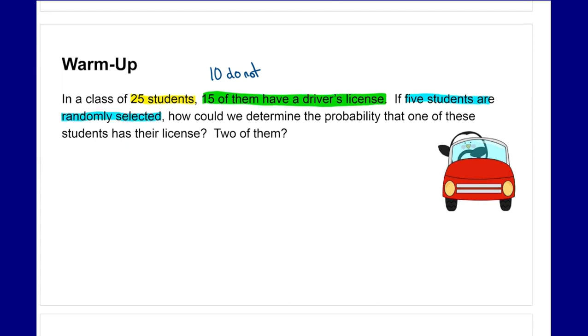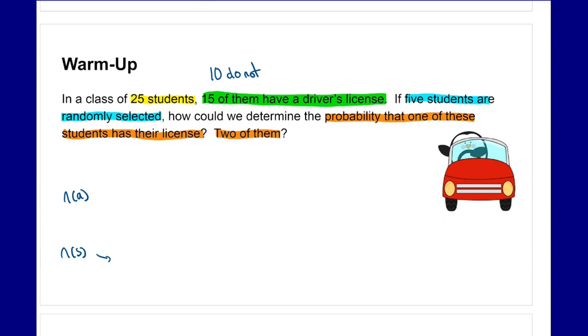And then we're asking, what is the probability that one of these students has their license, or 2 of them? So this is going to be a probability similar to what we've done before, and we have done questions like this. So again, remember probability, we're looking at 2 parts, N(A) and N(S). In this case, N(S) might be easier to solve for.